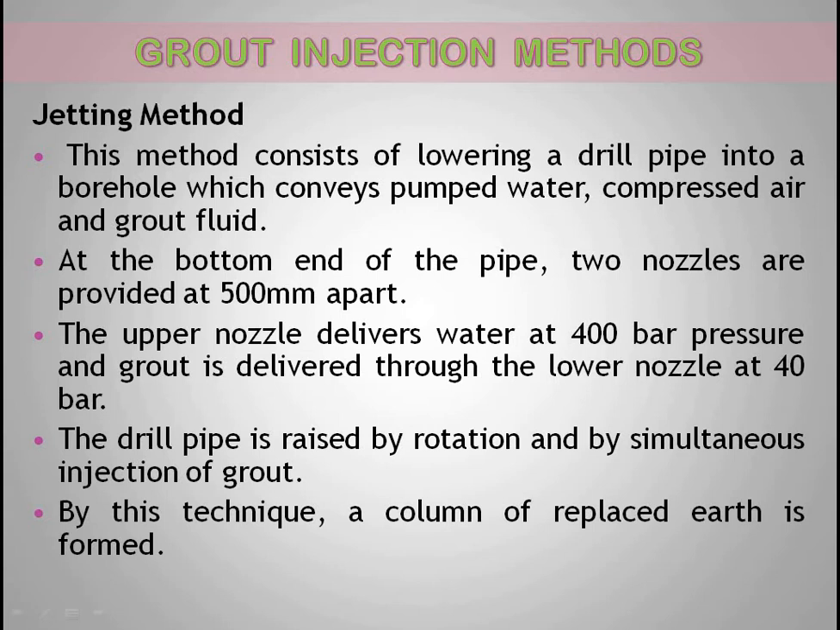In this method, a drill pipe is lowered first. If you look at this drill pipe, it has two nozzles. The upper nozzle will deliver water under pressure, and through the lower nozzle, the grout fluid will be delivered into the soil, again under pressure. Similar to conventional jetting operation, the drill pipe can be raised by rotation and injection of grout can be done simultaneously. So simultaneous rotation and injection is usually done in jetting methods. By this technique, a column of replaced earth is finally formed.